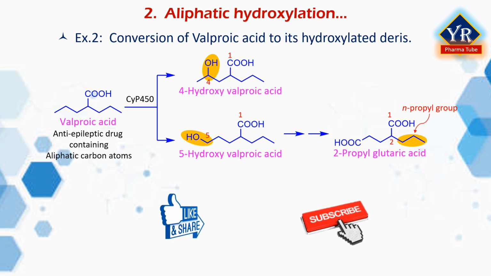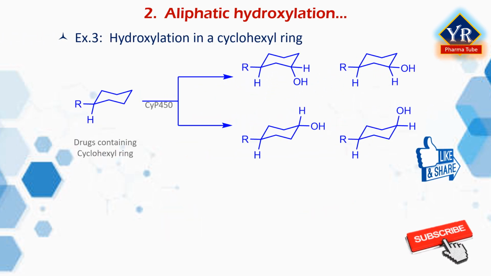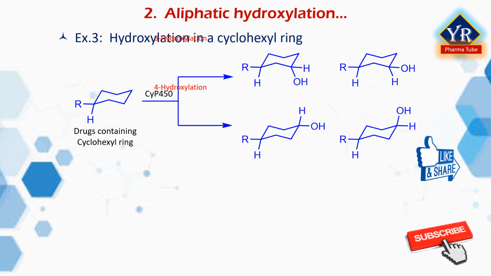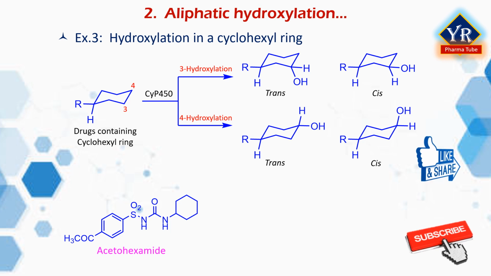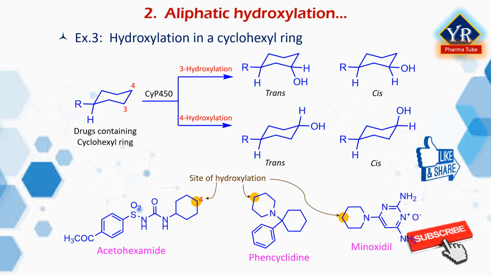See the reactions. In drugs containing a cyclohexyl ring, enzymatic alicyclic hydroxylation generally occurs at C3 or C4 and can lead to cis and trans isomers. For example, acetohexamide, an oral hypoglycemic agent, undergoes alicyclic hydroxylation to give trans 4-hydroxy acetohexamide as a major metabolite. In phencyclidine and minoxidil, alicyclic hydroxylation of a six-membered piperidine moiety may parallel closely the hydroxylation of cyclohexyl moiety.